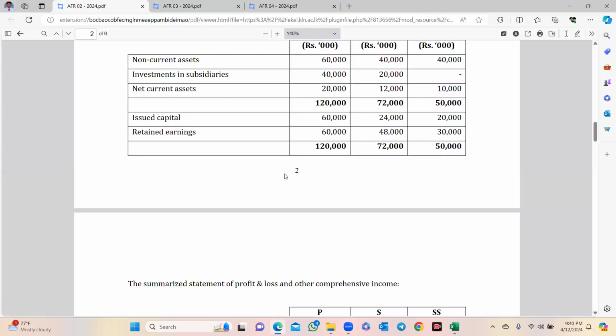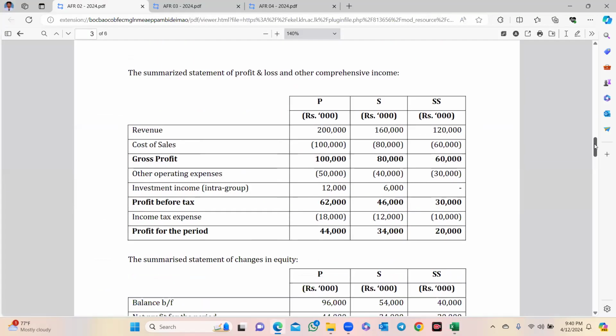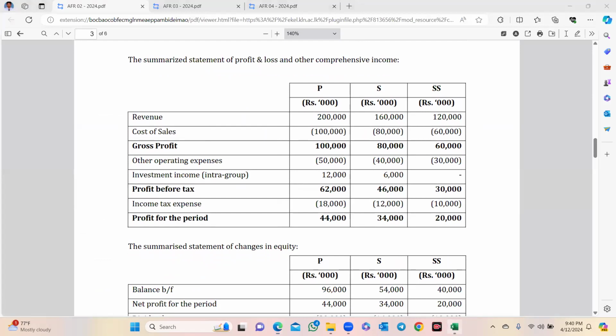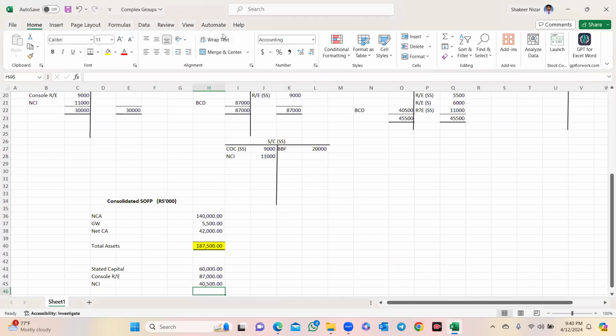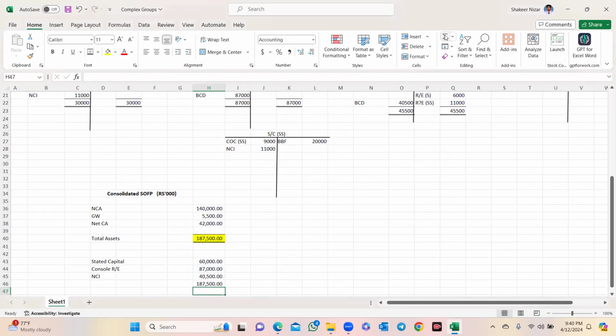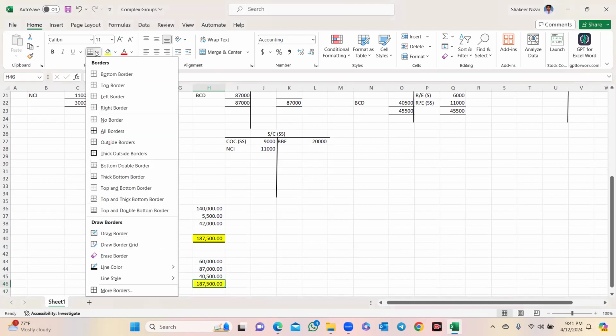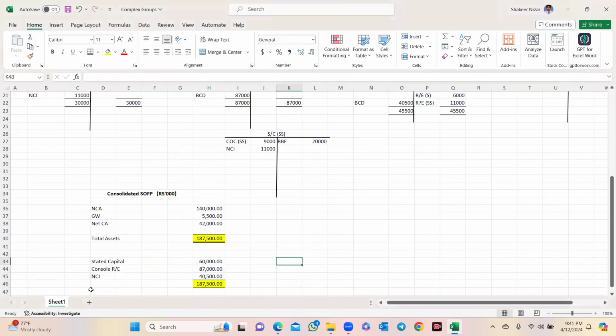The NCI, we don't have anything else, so let's go to that one. Then we can balance it. I think it is balancing. Yes, it is balancing. You can see here the total equity and liabilities. So that is okay.